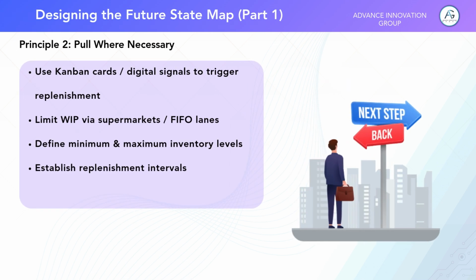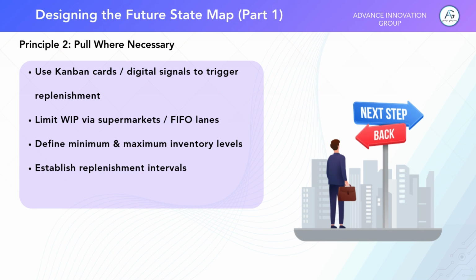The second principle is pull where necessary, meaning we produce only when there is actual demand. We use Kanban cards or digital signals to trigger replenishment instead of pushing excess inventory. By limiting work in progress through supermarkets or FIFO lanes, we maintain smooth flow. We also define minimum and maximum inventory levels and set replenishment intervals to avoid overproduction and ensure material availability when needed.